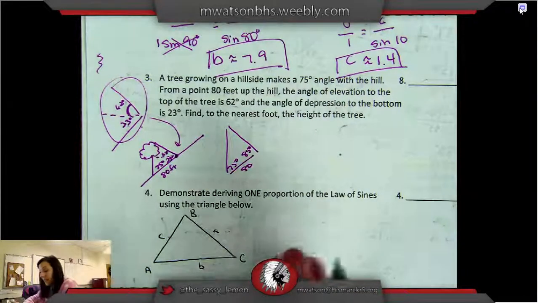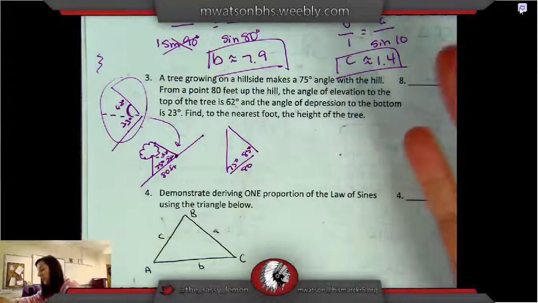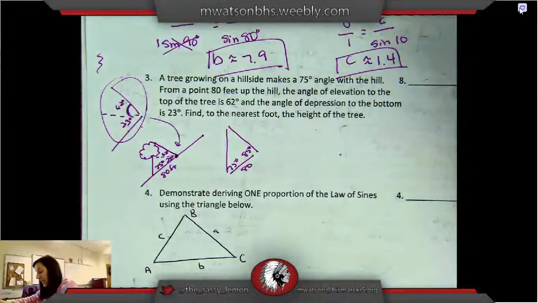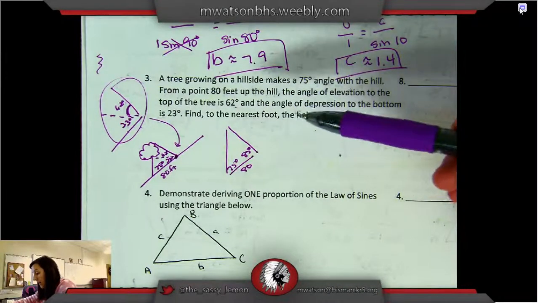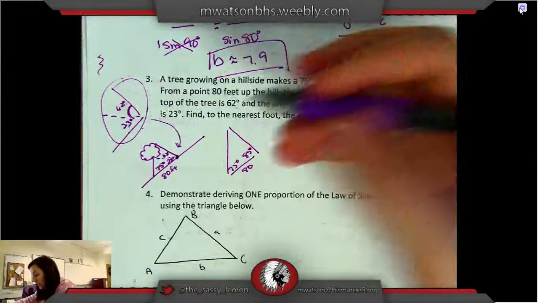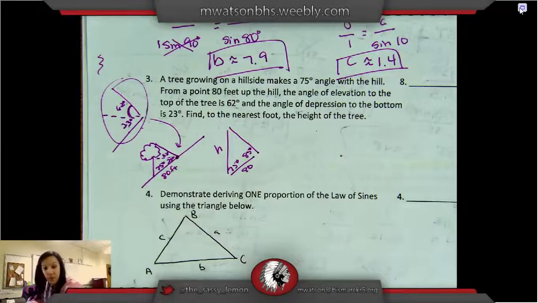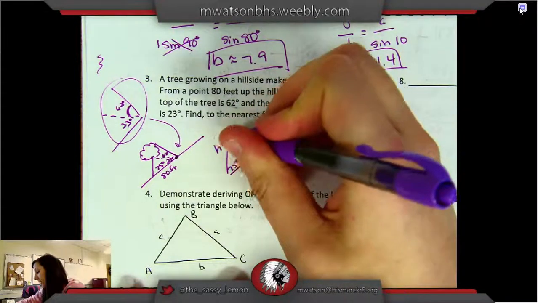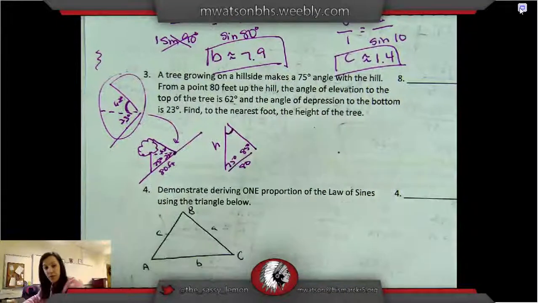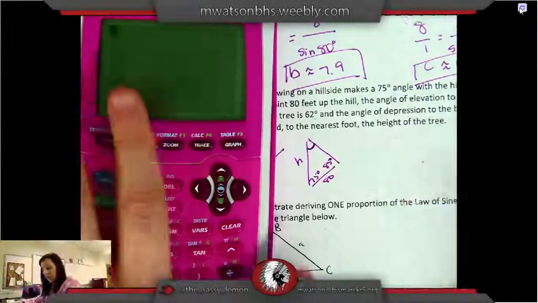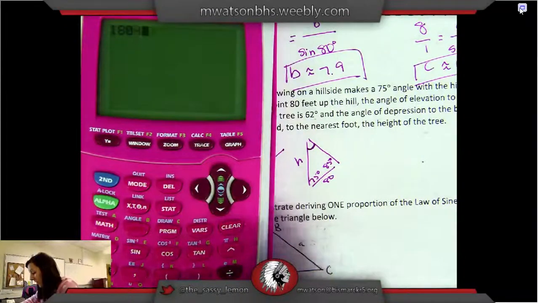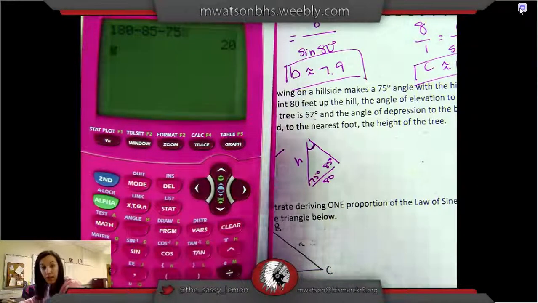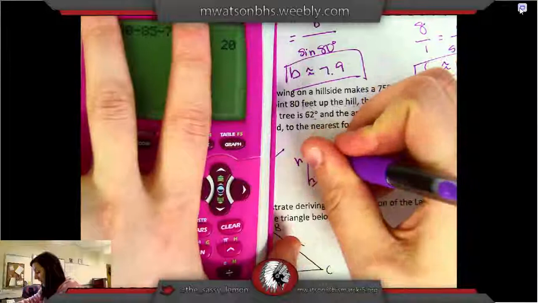So now this is a lot like our other triangles. We have two angles and a given side. And now it says find the height of the tree. So we want to find this height. So in order to do that, we need to use a known ratio. We need this angle here. So to find that angle, I'm going to do 180 minus 85 minus 75, and I get 20 degrees.